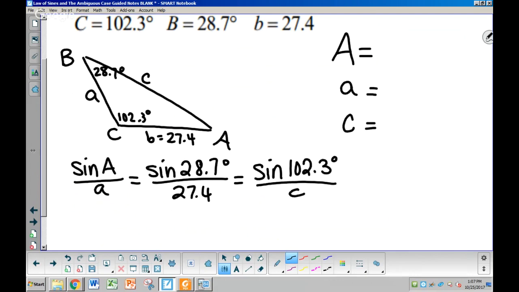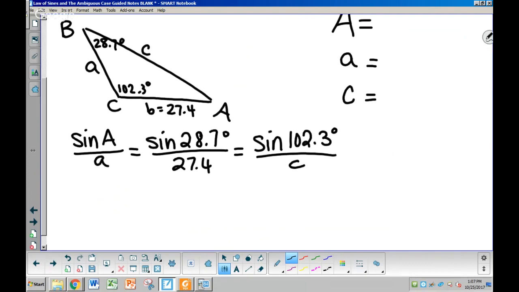Now, I affectionately call one of these ratios the go-to ratio. That means I have all the given information that completes it. So which one of these is going to be our go-to ratio? B. So this is my go-to ratio.